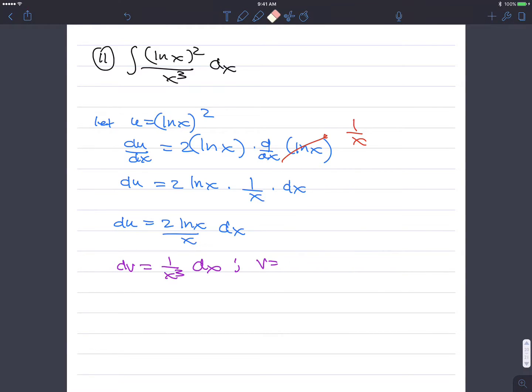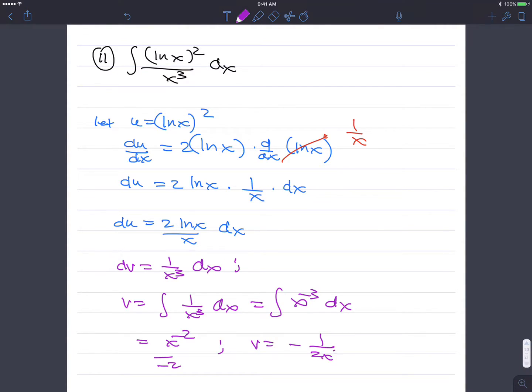Let's be careful. V, antiderivative of 1 over x cubed dx, which is the antiderivative of x to the minus third power dx, x to the minus 2 over negative 2. V will be negative 1 over 2x squared. Here's my v.